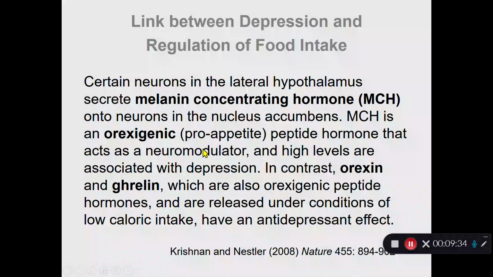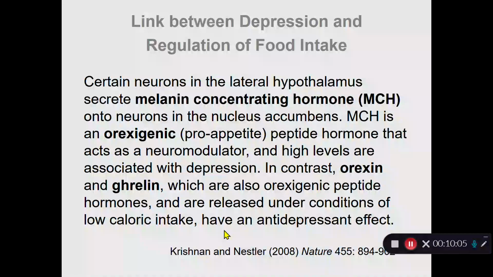Interestingly, MCH in high concentrations is associated with depression. High levels of MCH are associated with depression. In contrast, high levels of orexin and ghrelin are associated with mood elevation, and they have an antidepressant effect. So yes, there's a link between depression and food intake control by the hormonal system, but among hormones that make us want to eat, some make us depressed, but others alleviate depression.